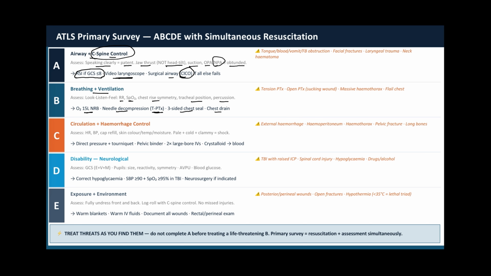Okay, circulation comes with the hemorrhagic control. Wherever you identify hemorrhage, immediately apply direct pressure. If needed, apply a tourniquet as well. If you're suspecting any pelvic fractures, apply a pelvic binder.